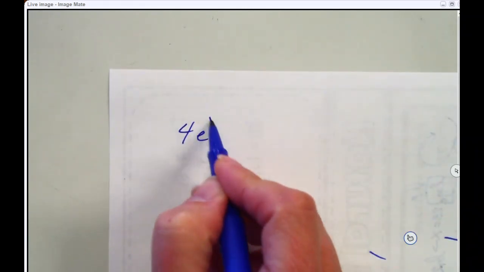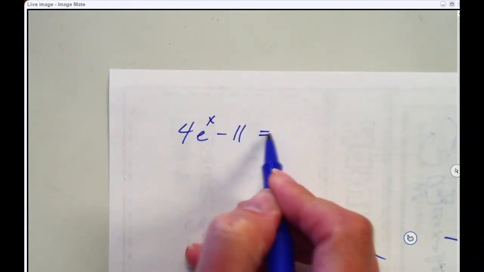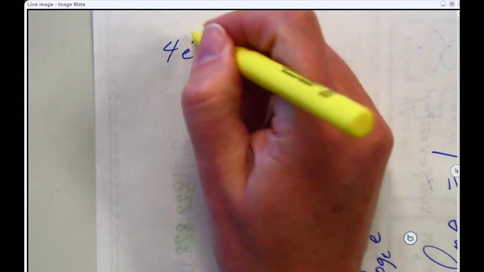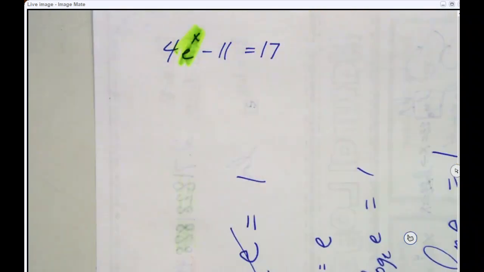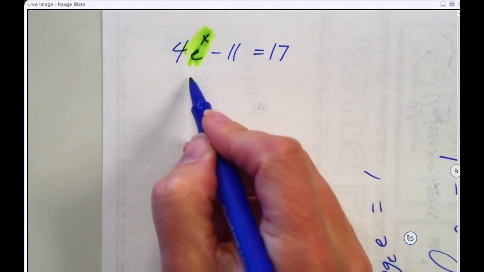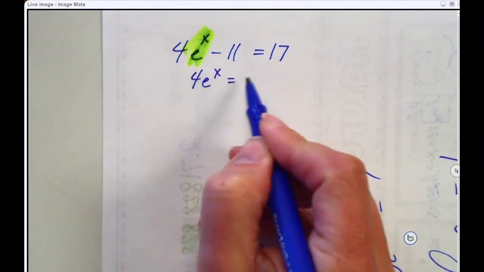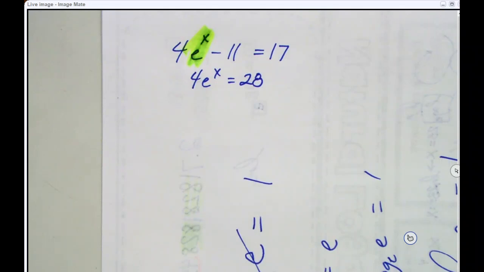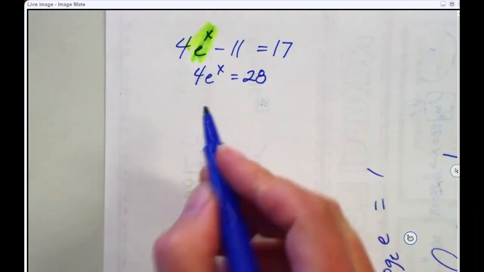e to the x minus 11 equals 17. I want to solve for x, which means we want to get that alone. So, what are we going to move first? Add 11, good. 4 e to the x equals 28. What now? Divide by 4.